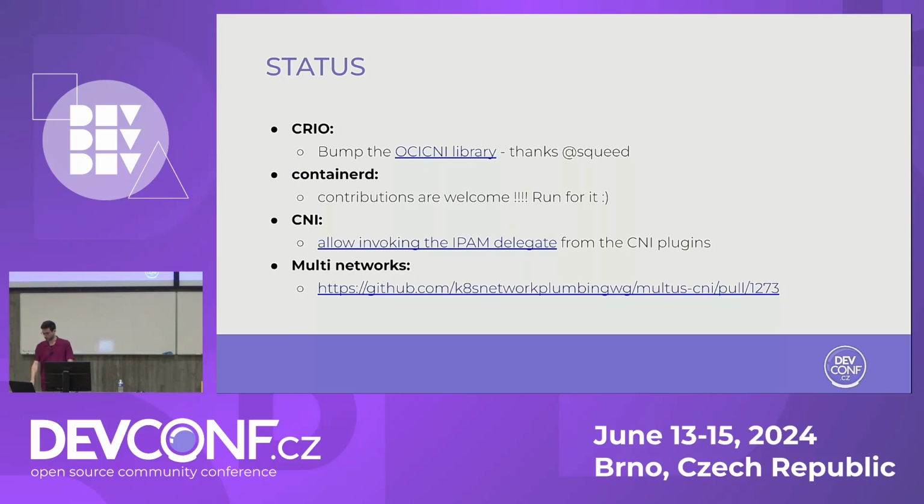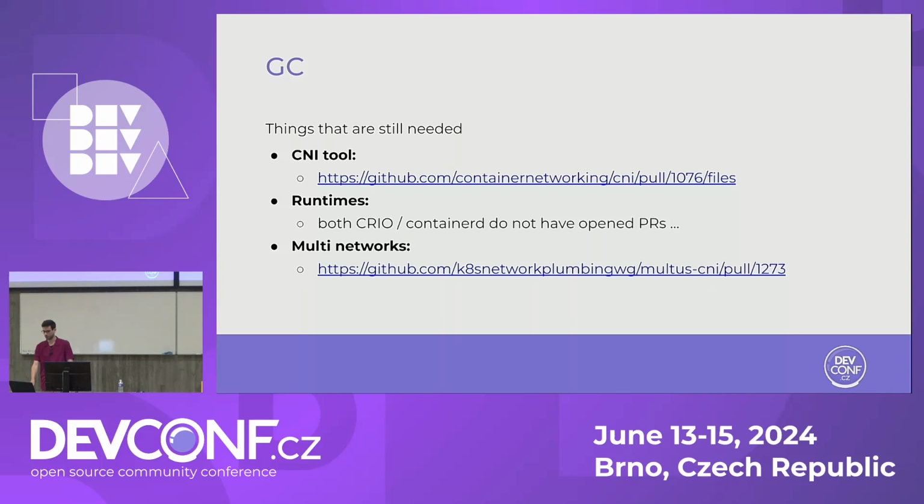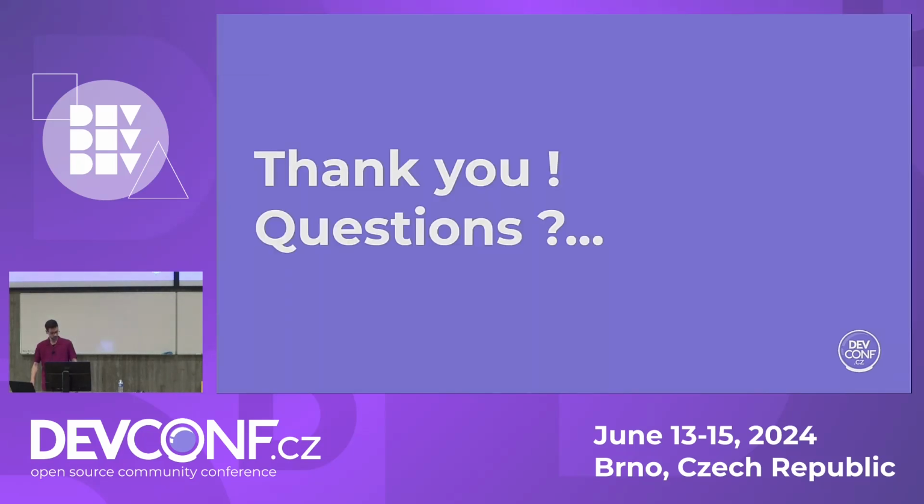So yeah, there's a list of PRs here that you could follow if you're interested in this, and the same thing for garbage collection. But the bad news is that there isn't yet any ongoing work to implement it in the runtime itself. So neither containerd nor CRI-O have it. But there's something on Multus, for instance, and on the CNI tool itself. And yeah, this is pretty much the end of it. If you have any questions, I would happily take them.